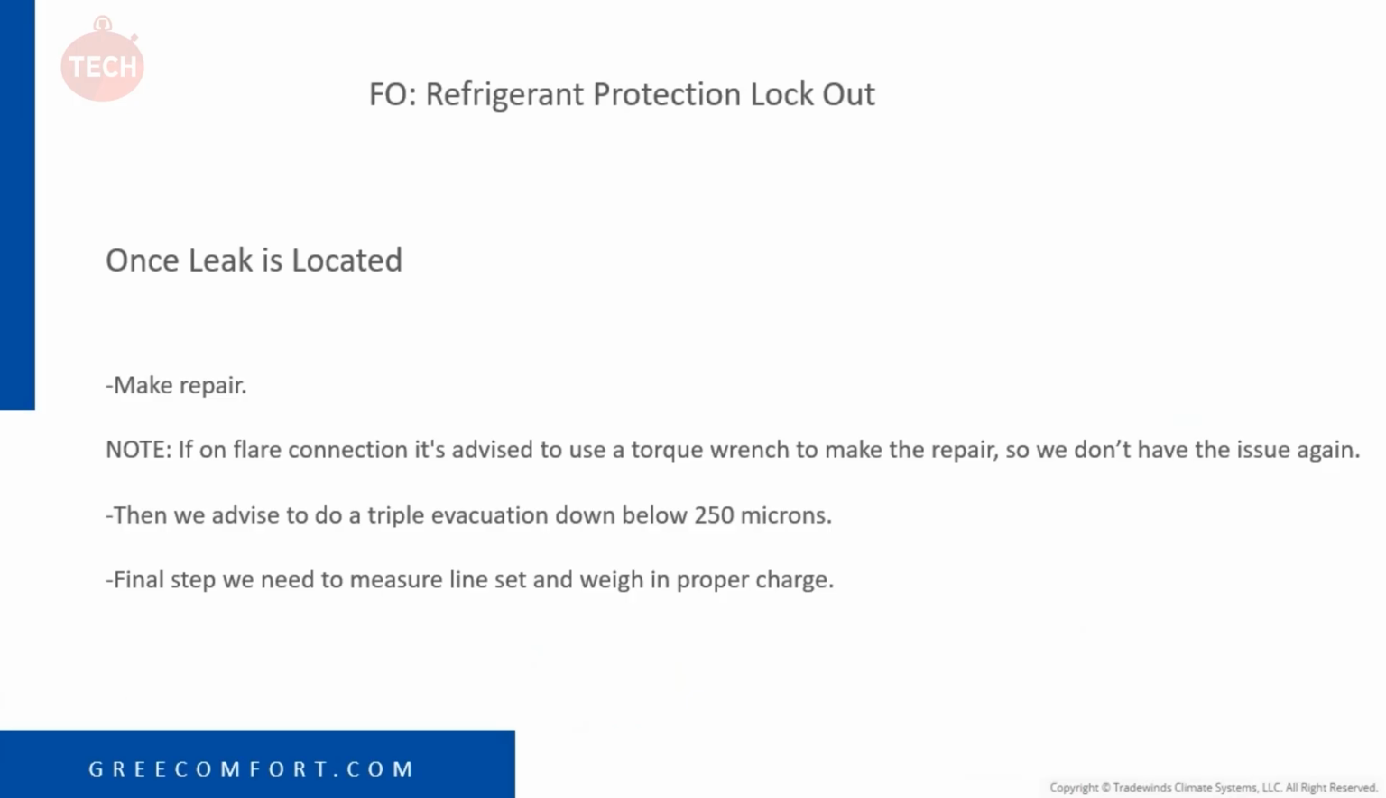And then we also advise doing a triple evacuation down to 250 microns. So again, if your unit does leak, we have an issue. We could have non-condensables in there, moisture. So that's why we want to do a triple evacuation and make sure to get any non-condensables and moisture out of there. Final step, we'd want to measure the line set and weigh in proper charge.